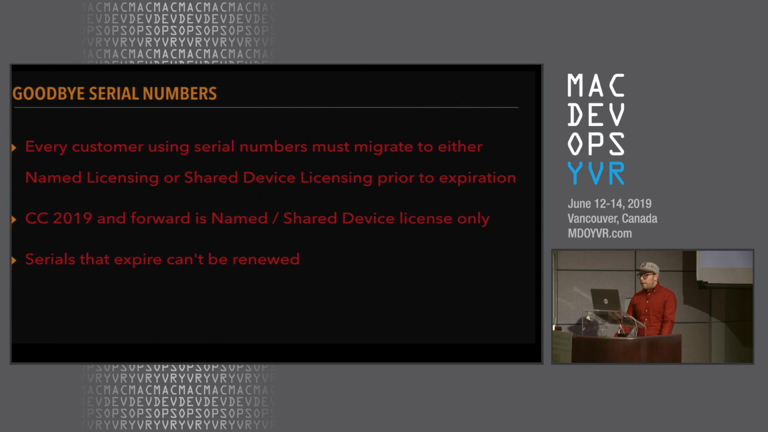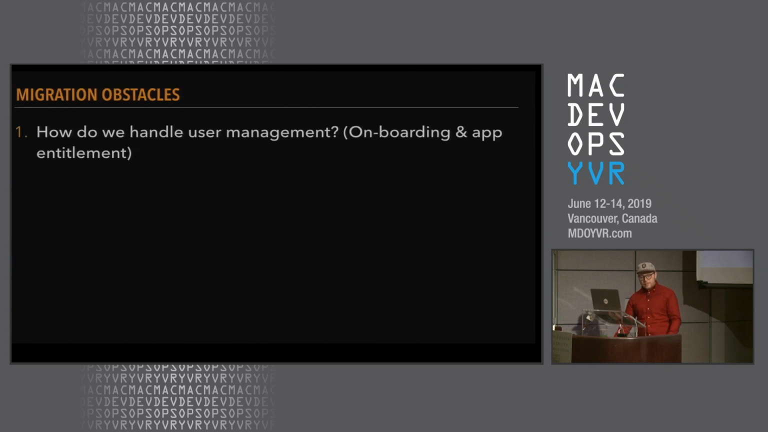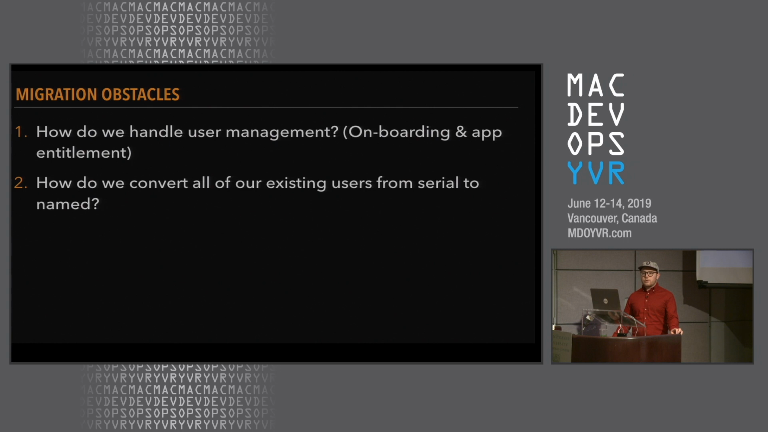So there were sort of 5 big questions for us when we were going to be doing this migration, things that we didn't really know how we were going to handle. The first one is, how are we going to do user management? How are we going to get all of our users up into Adobe's servers so that we can assign them apps and stuff? And how are we going to do all of that app entitlement? The second question was, how are we going to convert all of our existing users from serial and named licensing? So we have a ton of Adobe installations out in our environment. How are we going to just seamlessly for all of our users transition those in place from serial and named?